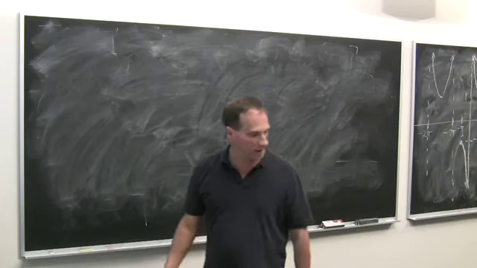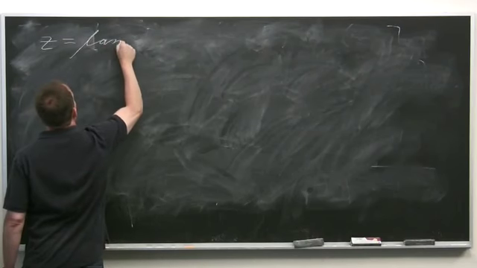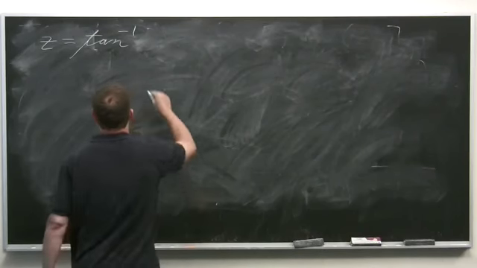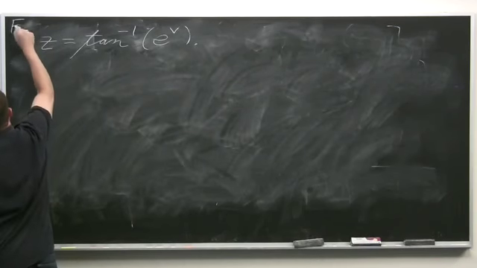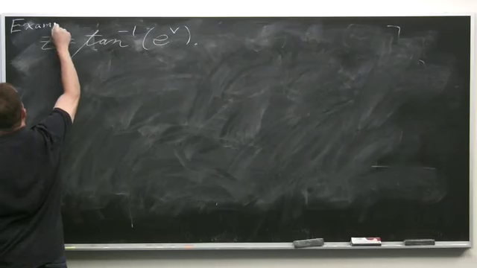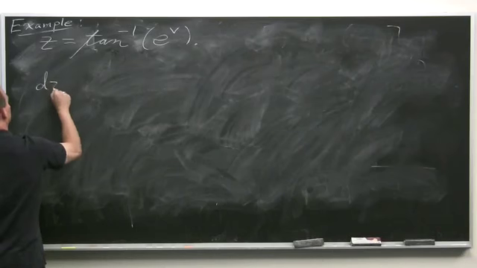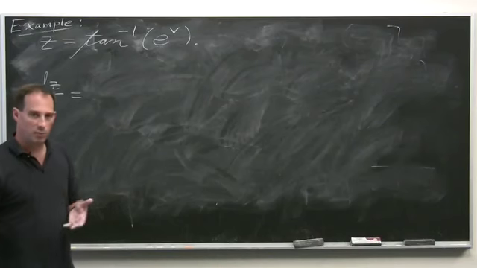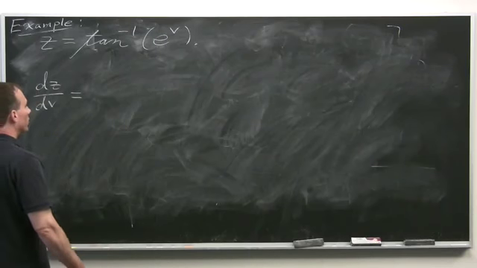So let's look at z equals the inverse tangent of e to the v. So this is an example. What's dz dv? The derivative of z with respect to v? Well, you just combine our new derivative formulas with our old ones.